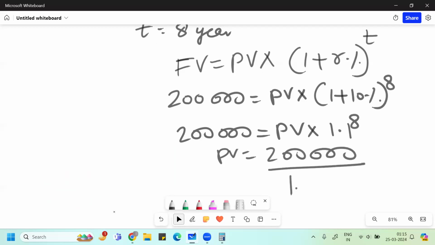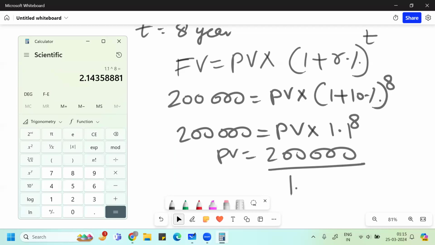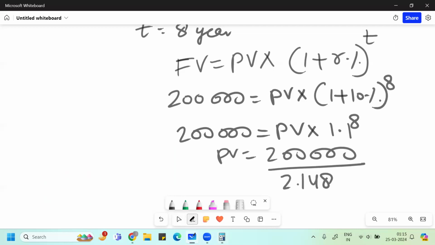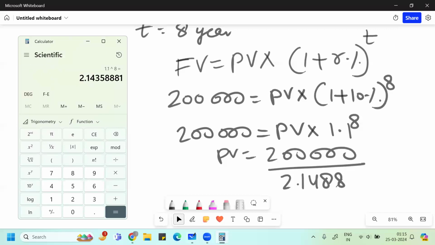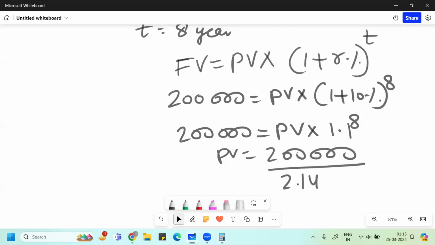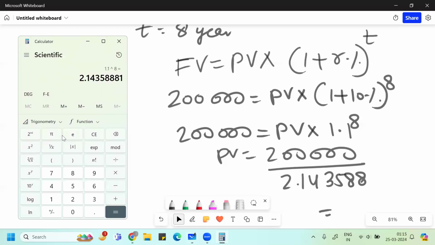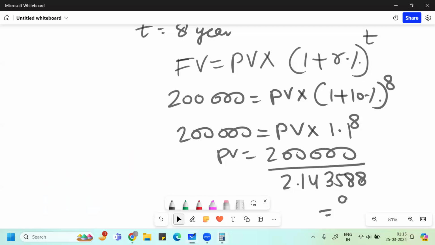2 lakh divided by 2.143588 will give you 93,301. Approximately this value you will get.